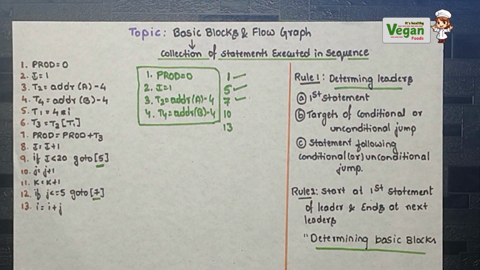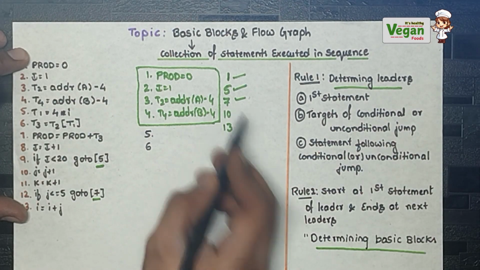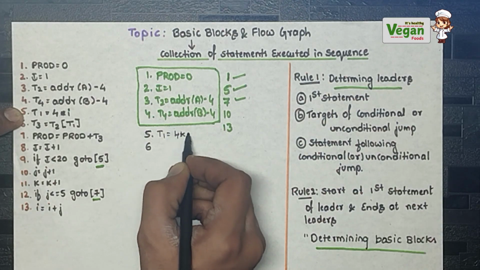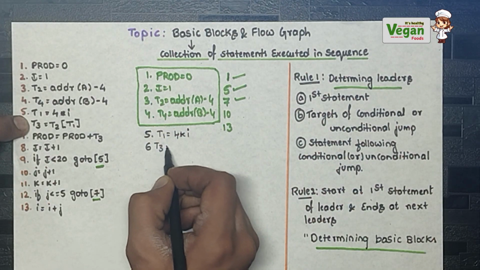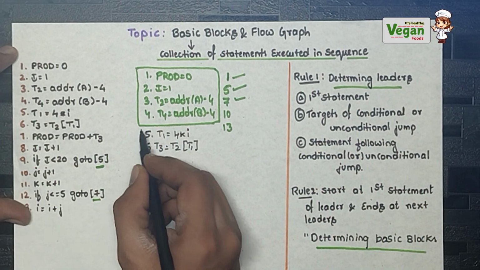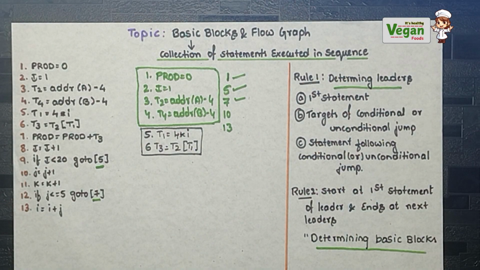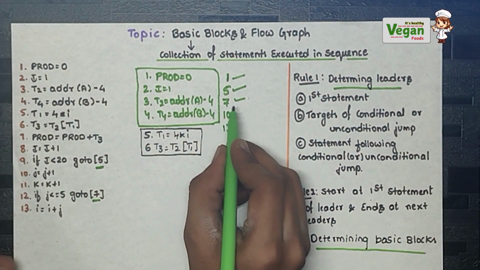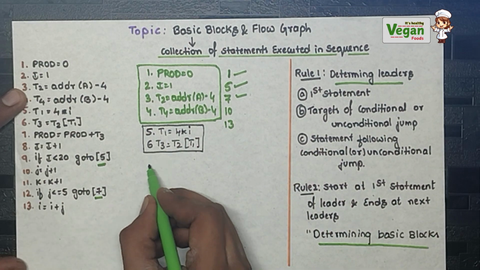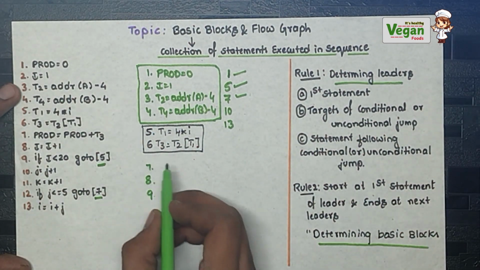So we must consider from the 5th one, and the 6th one will be included. The 7th is the new leader. So the 5th statement is T1 is equal to 4 star I, T3 is equal to T2 plus T1. So this is a separate basic block. Now from 7 to 9, because the next leader is 10. So 7, 8, 9 will be considered in another basic block.